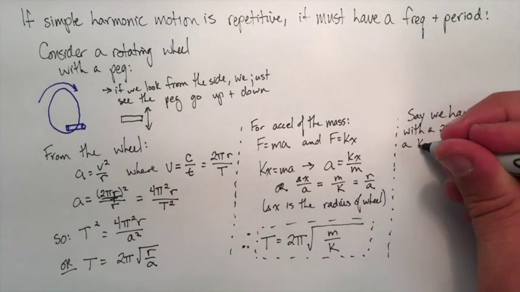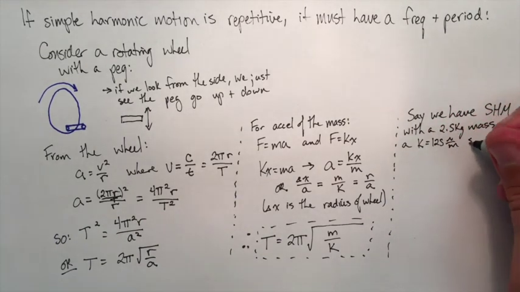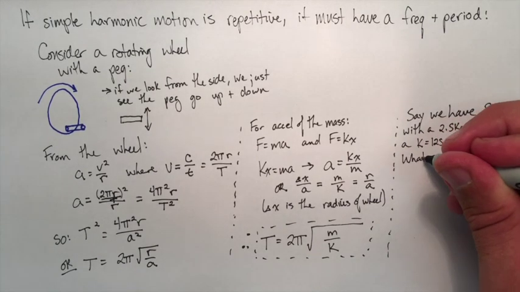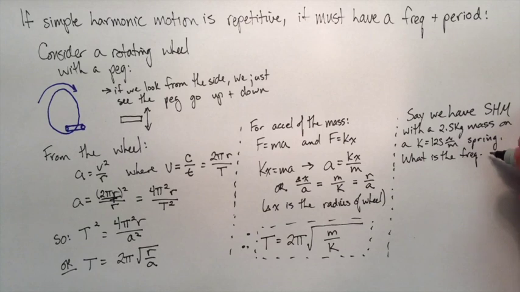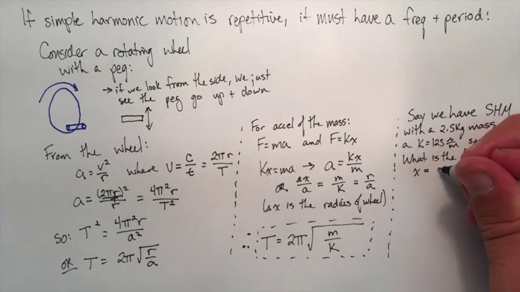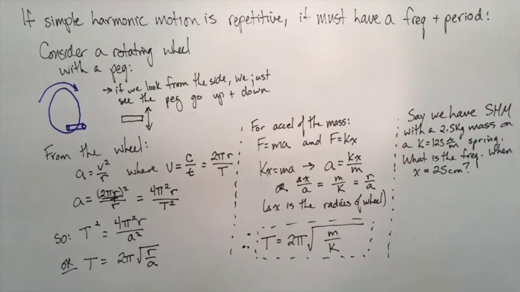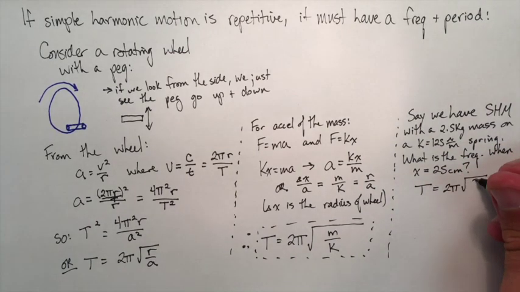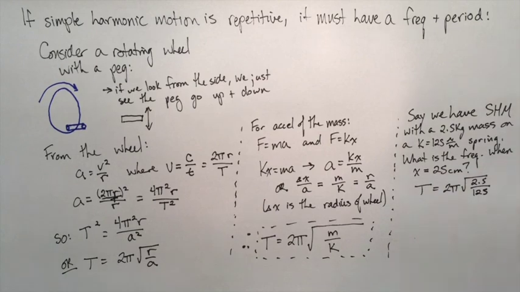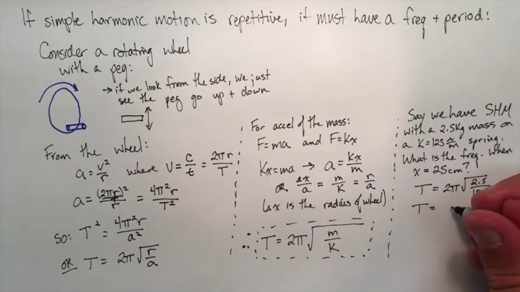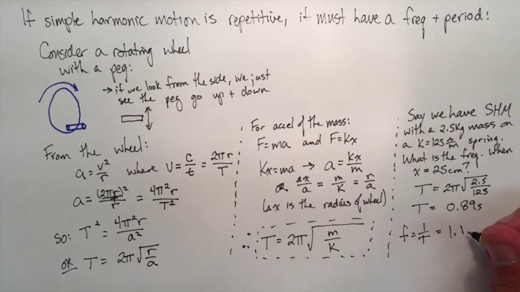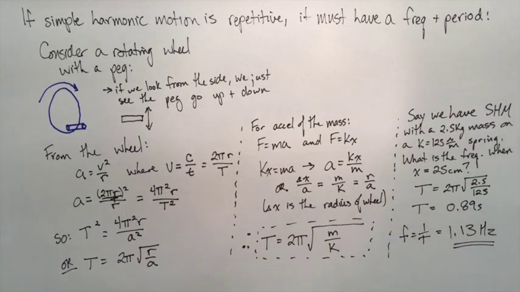So let's say we have simple harmonic motion with a 2.5 kilogram mass on the end of a spring with a constant of 125 newtons per meter. Let's try and calculate the frequency of this system. So to do that, first we need to calculate the period. So let's use our new formula, 2 pi root m over k. We here find that the period to do one oscillation would be 0.89 seconds. Let's remember frequency is the inverse of period, so we just take the inverse of it and we get our final answer.